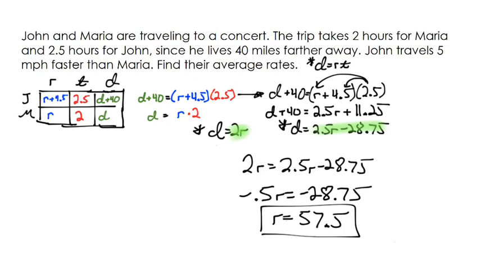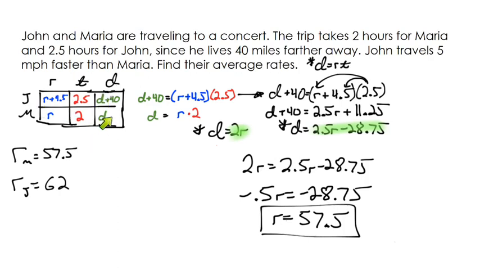So let me use good notation here. Let's say the rate of Maria is equal to 57.5 miles per hour. The rate of John is going to be equal to 62 miles per hour. Remember, we got that just by taking Maria's rate and adding 4.5.